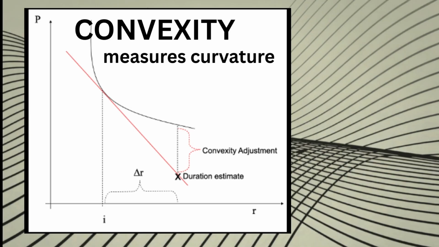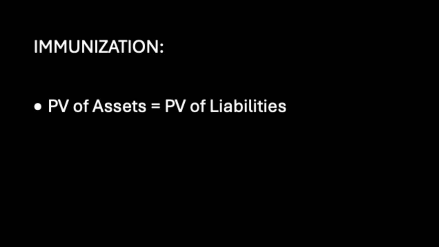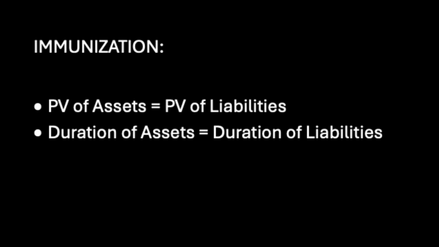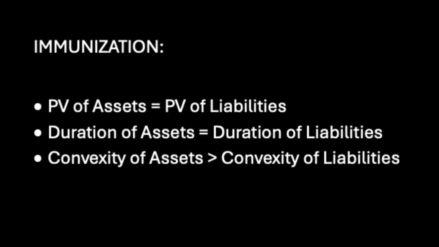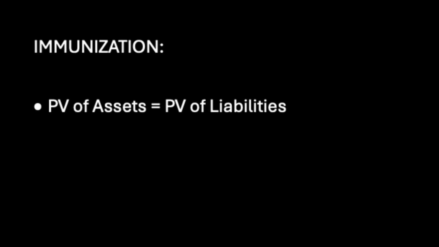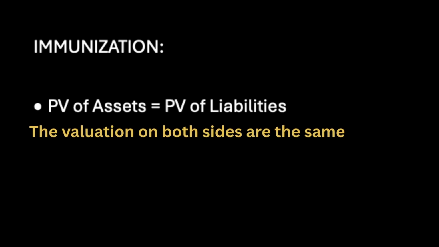The requirements are: the present value of assets should be equal to the present value of liabilities. The duration of assets should be equal to the duration of liabilities. And the convexity of assets should be greater than the convexity of liabilities. For the first requirement, this simply means that all interest rate sensitive assets are equal to interest rate sensitive liabilities in terms of the present value.